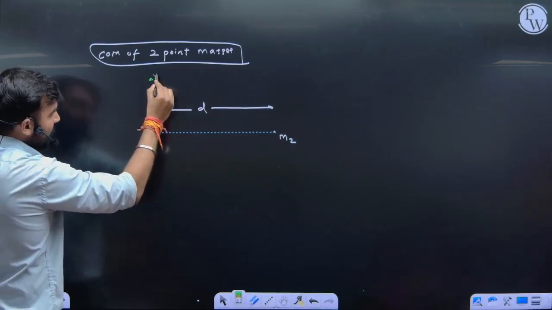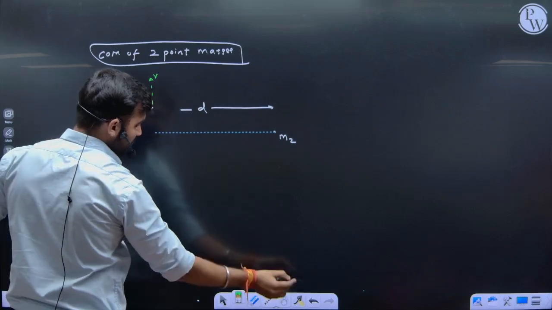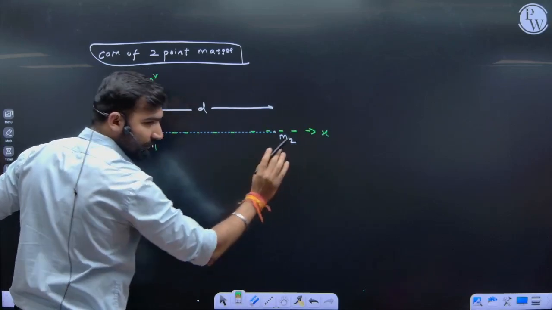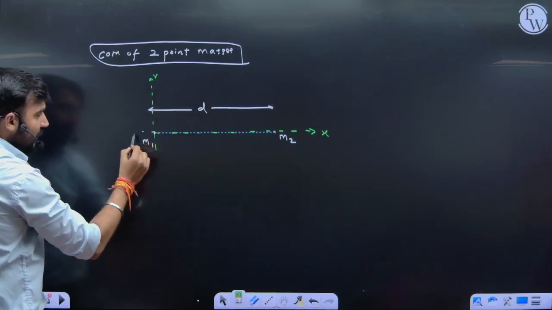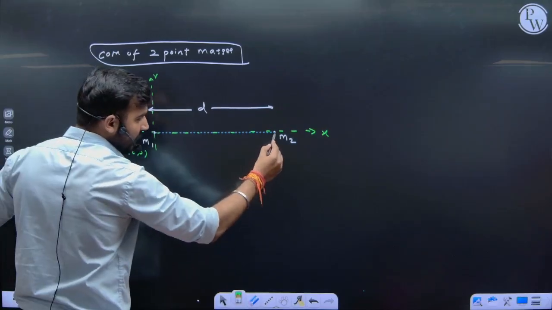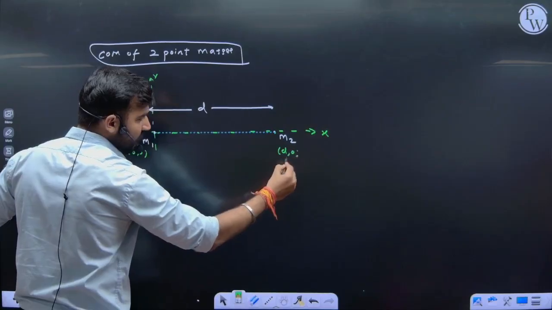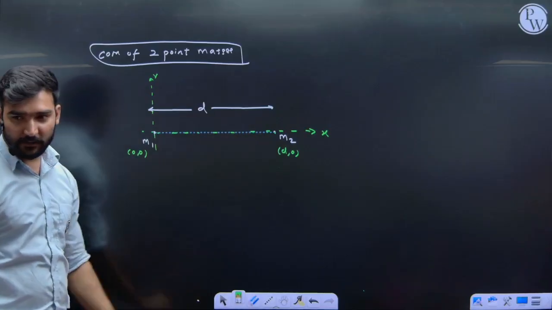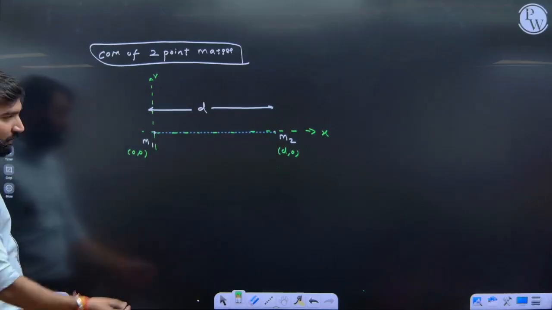Let's say this is the y axis. This is our x axis. Simple. Now this m1 is at the origin, so can I say its coordinate is 0, comma 0? And m2 is at distance d from it, so its coordinate is d, comma 0. Very easy. Now can you calculate the center of mass?